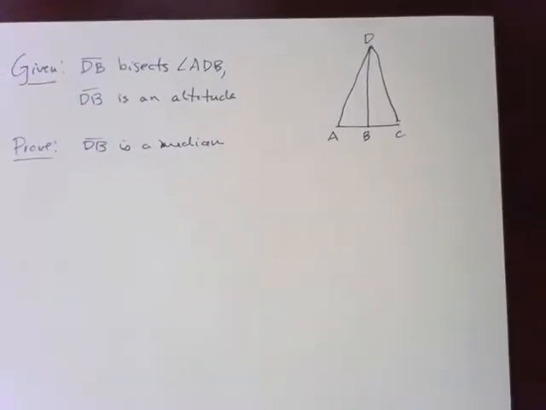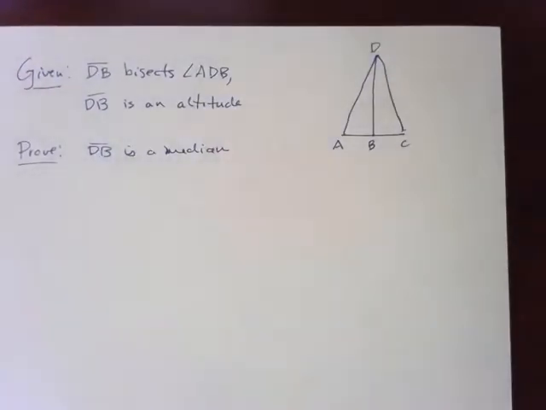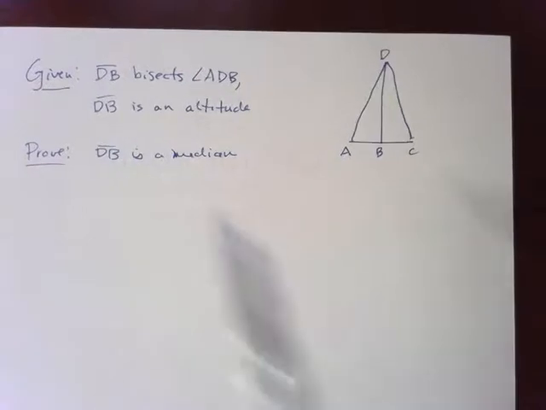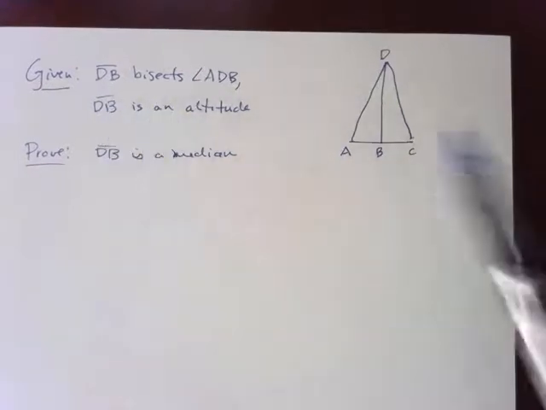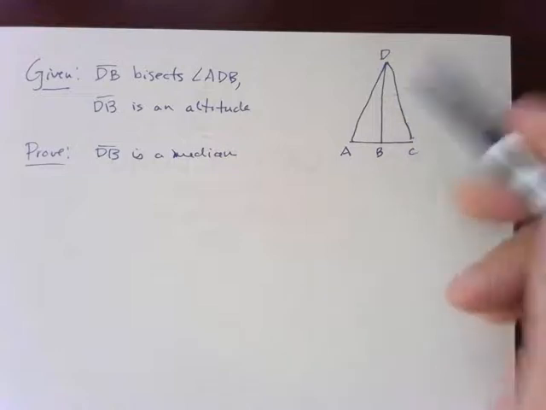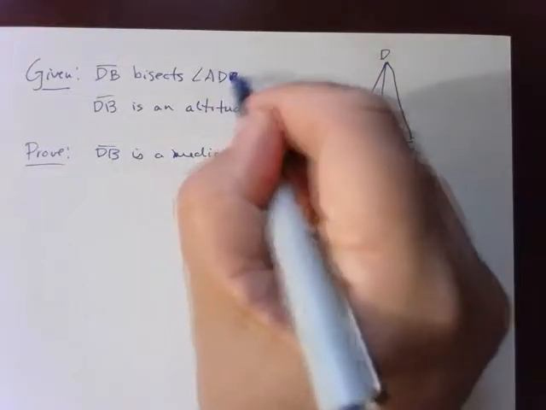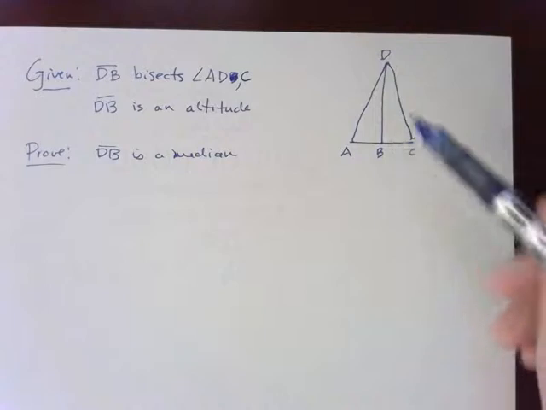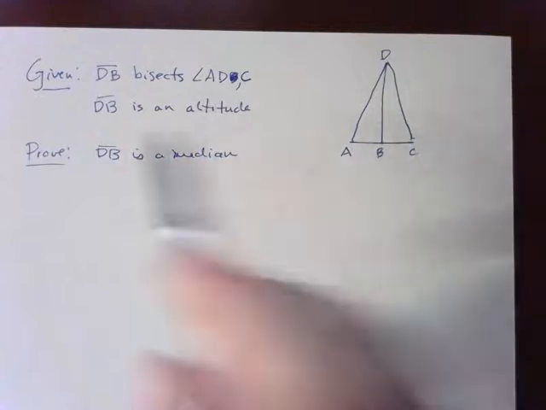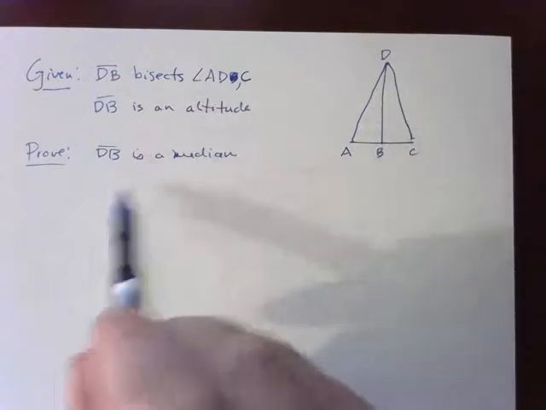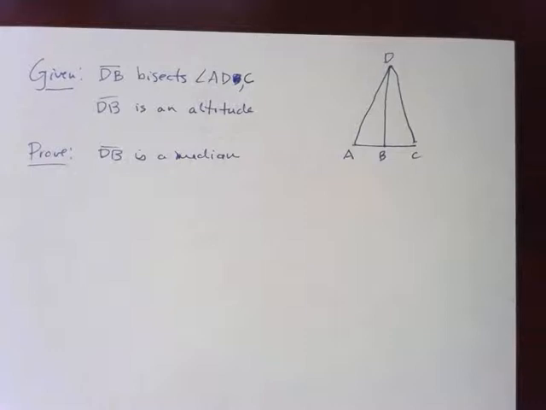It's a short one. Let's say we're given DB bisects angle ADB. Oops, this should be angle ADC. My apologies. DB bisects angle ADC, and DB is an altitude. We want to prove DB is also a median.